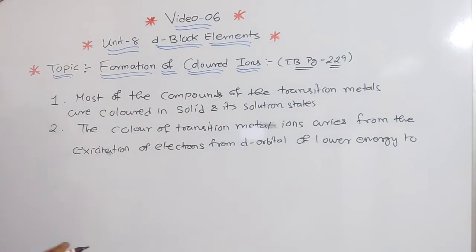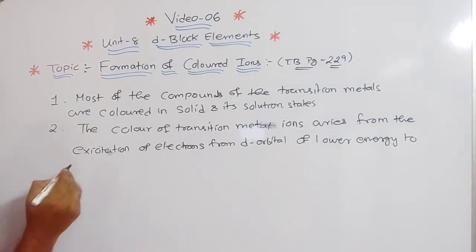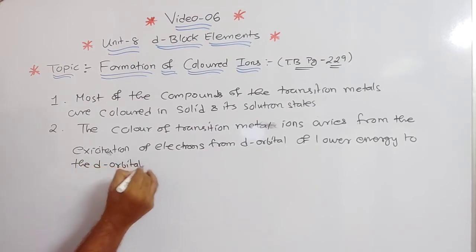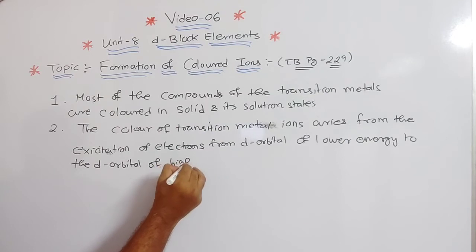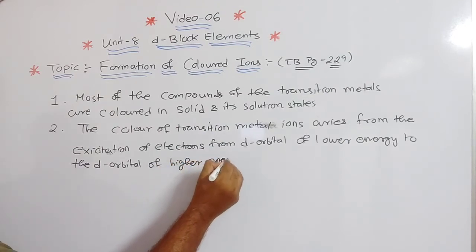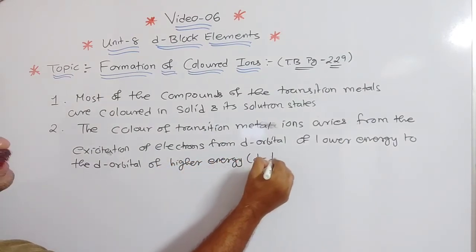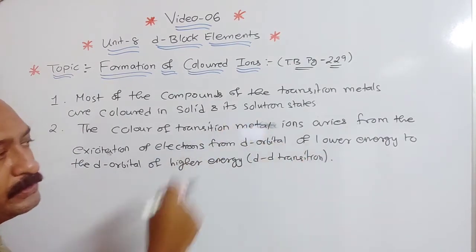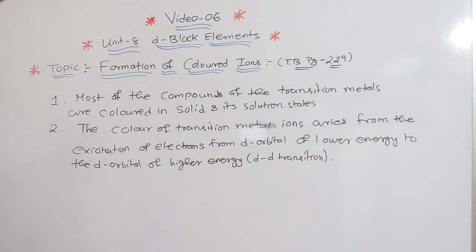to the d orbital of higher energy. Clear? That is what we call d-d transition. That I already explained to you in the form of a diagram. The energy required for d-d transition excitation is available in the visible range.